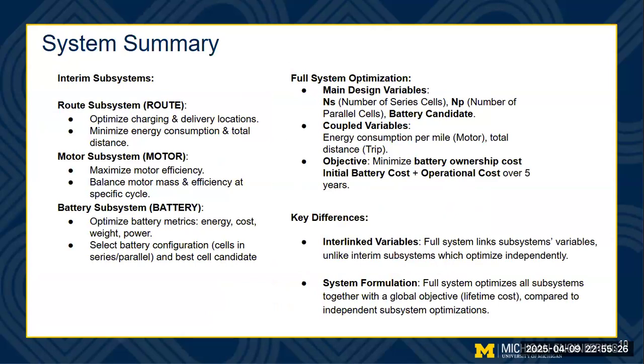We divided the model into three subsystems: route, motor, and battery. Each subsystem can be optimized individually, but for the best result, we also perform full system optimization. This links all the subsystems together. We optimize three main design variables: number of series cells, number of parallel cells, and the battery candidate. The full system optimization ensures all subsystems work together to minimize the total cost over 5 years.